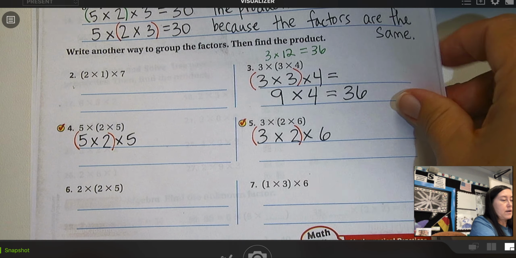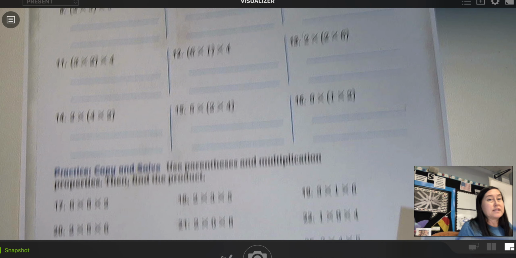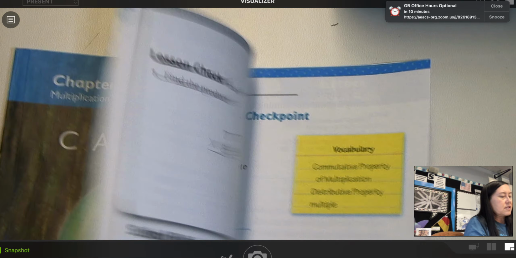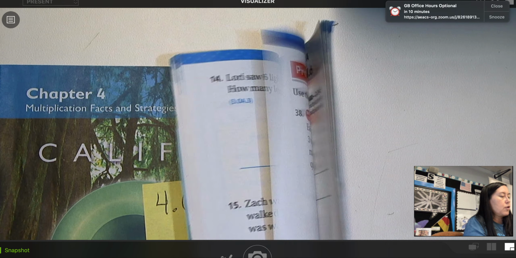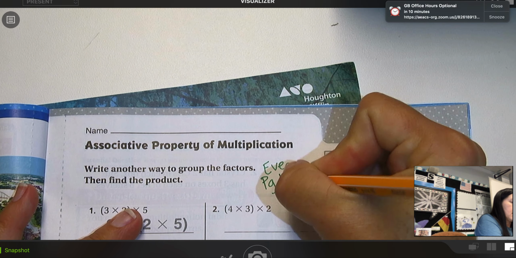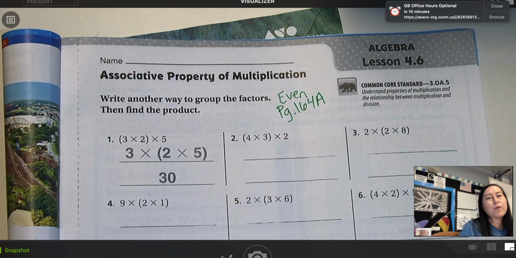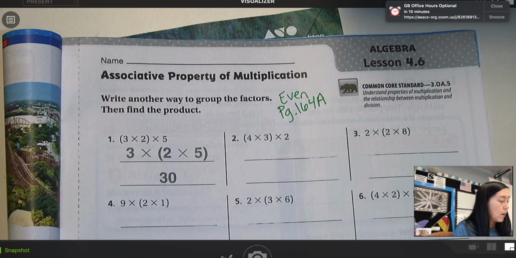All right, for your homework, because we're going to get a lot more practice on this. You can see there's a whole lot of practice here. Come to the live session. And when we do this together, you're going to see that it starts to make sense. For your homework, you're going to work on page 164A and just do the even problems, 2, 4, 6, 8, 10, 12, 14, and 16. There's a lot on here.